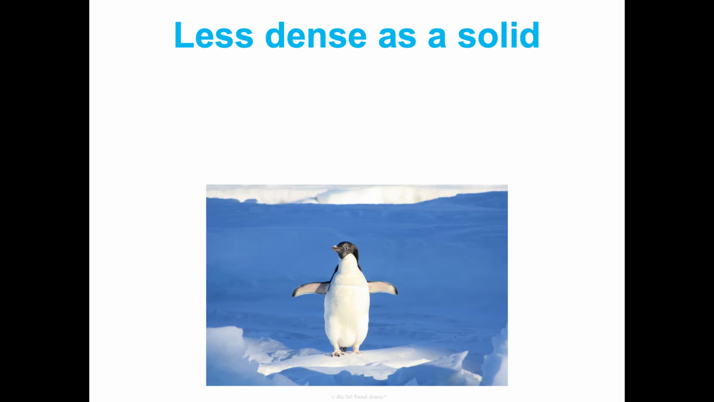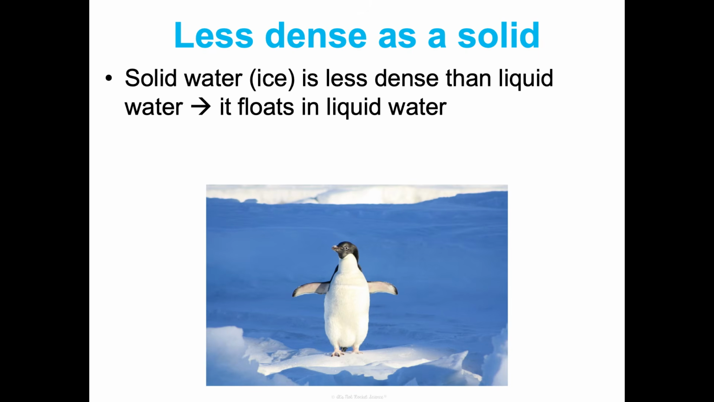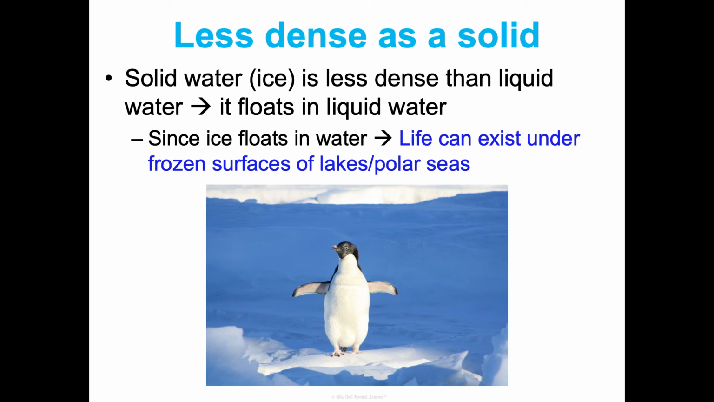All right, another, you never not love a picture of a penguin, am I right? Another great characteristic of water is that it's less dense as a solid. So solid water, which is ice, is less dense than liquid water, and thus it floats on liquid water, which makes it possible for life to exist underneath it.